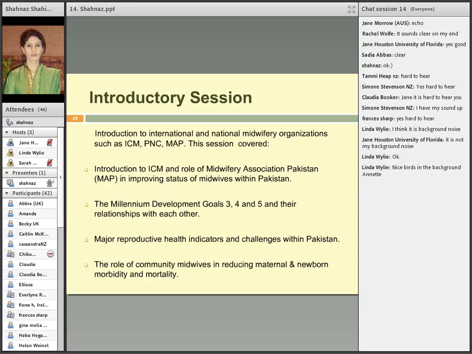It also discussed MDGs 3, 4, and 5 and their relationships with each other, major reproductive health indicators and challenges within Pakistan, and the role of community midwives in reducing maternal and newborn morbidity and mortality.